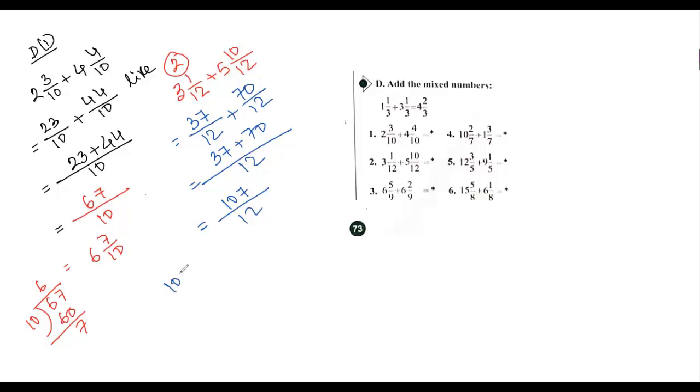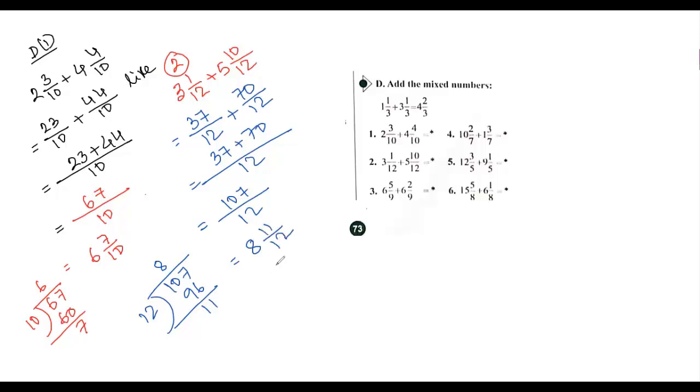Now our job is to convert this improper into mixed. So we can write 12 8s are 96. Then what will be the remainder? 11. Then our final answer will be 8 whole 11 by 12.